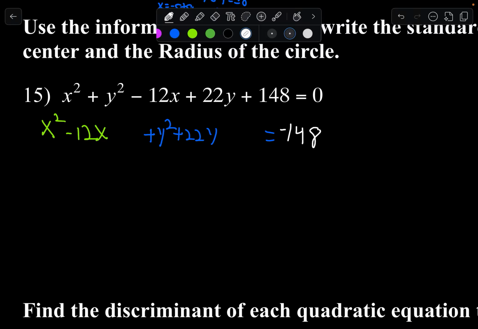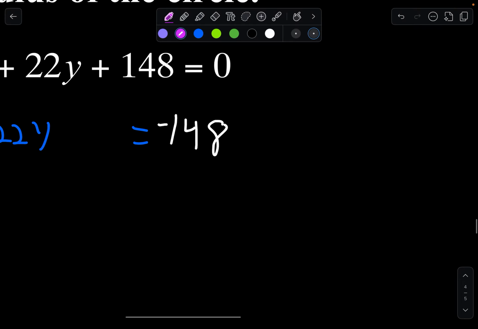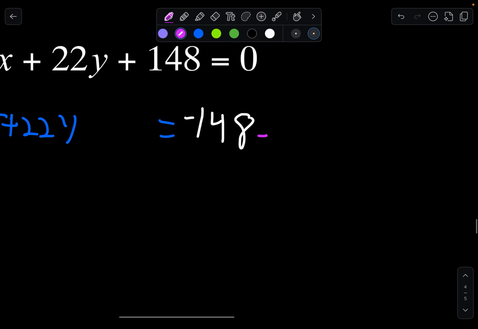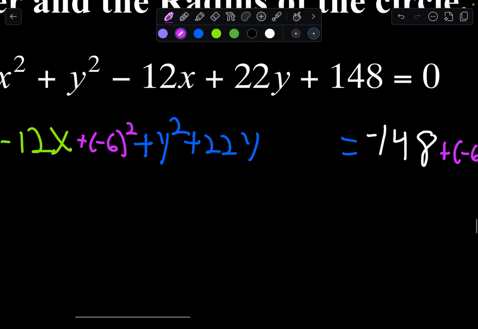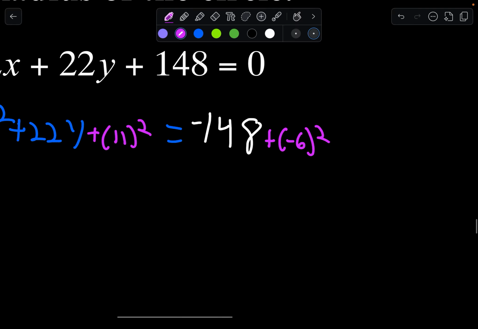So we have this. Now, we take half of the number in front of x, negative 6, squared, and we add it to both sides. And then likewise, we take half of the number in front of y, which is half of 22 is 11, square it and add to both sides.